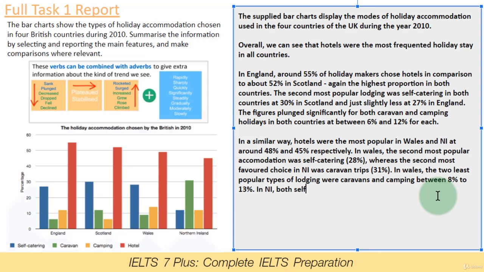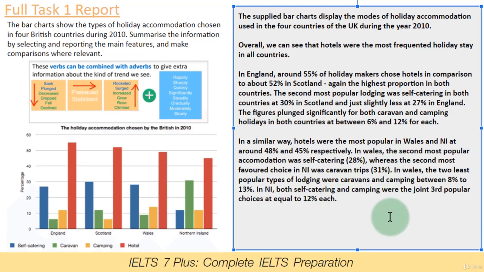both self-catering, and here I can see they're the same amount, so I'll mention this. Both self-catering and camping were, let's say, the joint third popular choices at equal 12%. Let's just rewrite this a little bit. In Northern Ireland, both self-catering and camping were the joint third popular choices at equal to 12% each. Okay, so just sped up a little bit for the last two sentences.